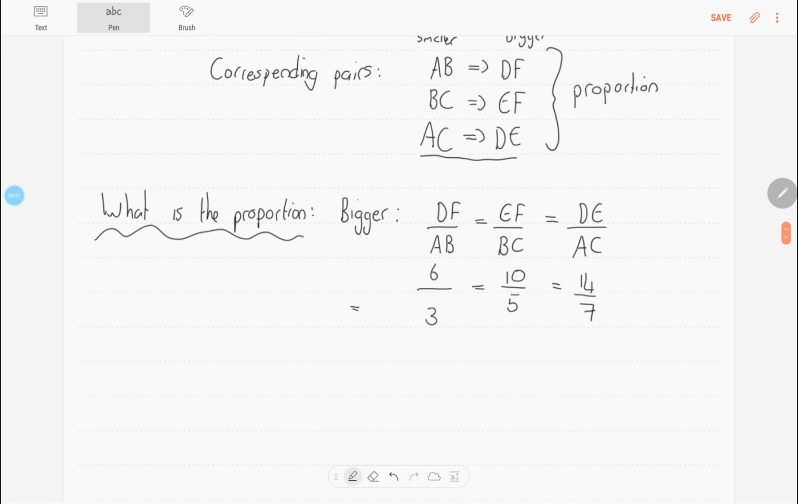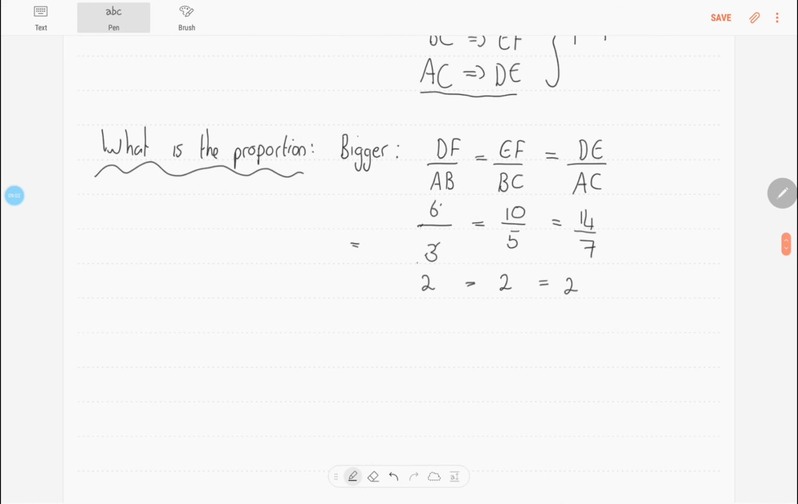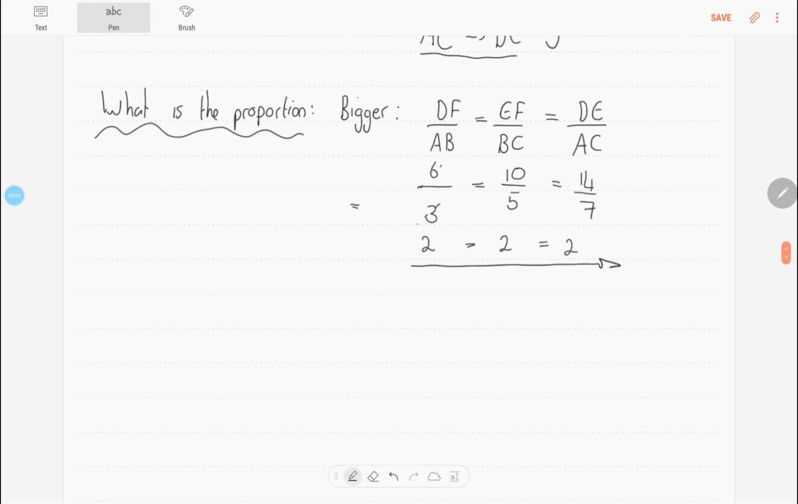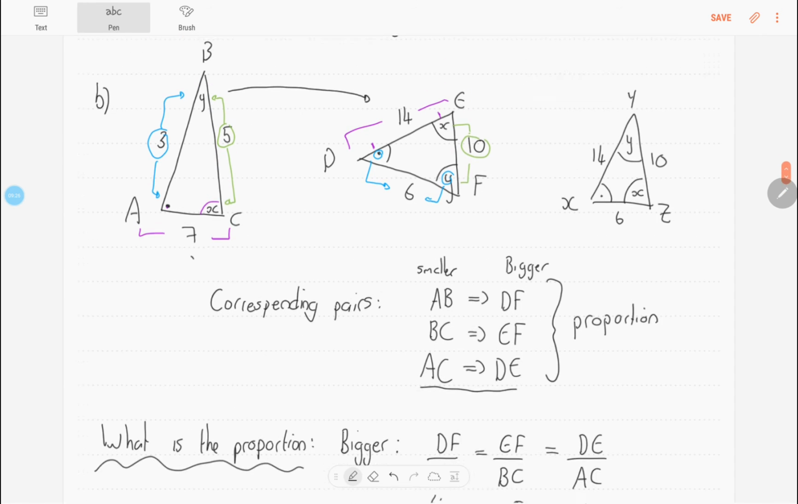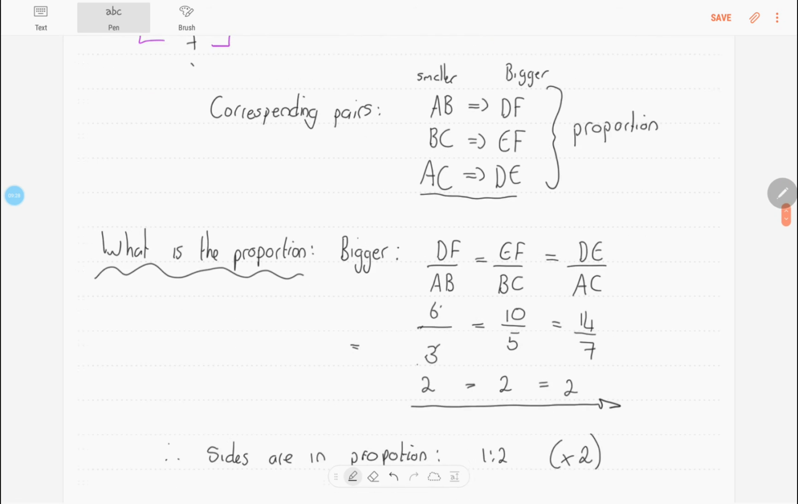All right, cool. So now let's just simplify these fractions. 3 goes into itself once, into 6 twice, so we're left with 2. 5 going to itself once, 10 twice, and 7 goes into 14 twice. So we can see there that the proportionality is the same. So we can therefore state that our sides are in proportion, and the ratio of it is 1 to 2. So in other words, we're just timesing the sides by 2. Okay, so now we've solved our 2 things.